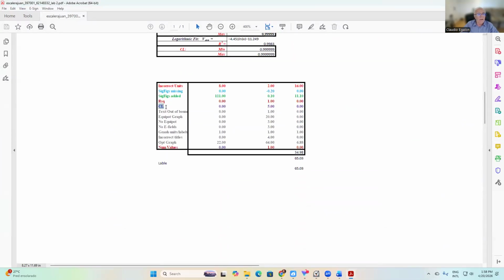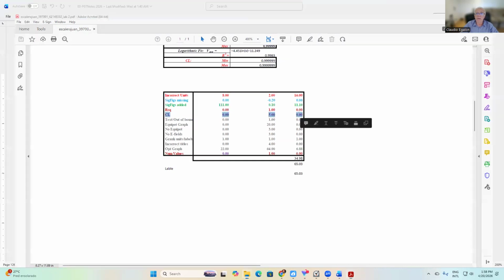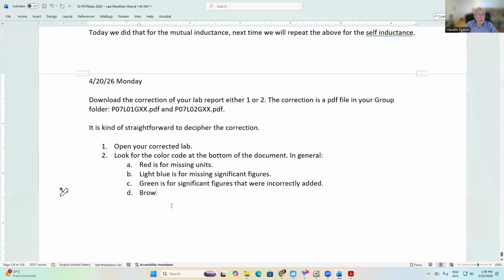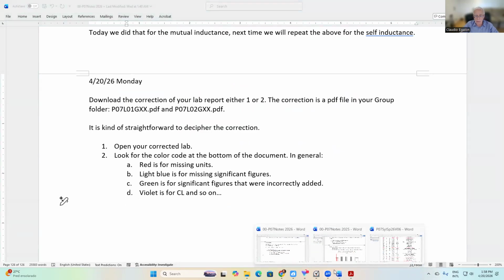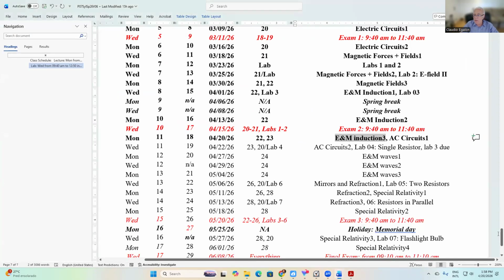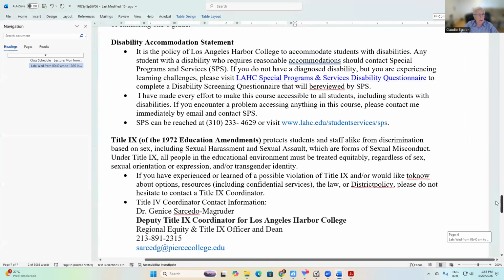Yeah, this one is violet, right? Violet is for CL. See, violet is for CL, and so on. Okay. And if you read the syllabus completely, I discussed that in detail as well.